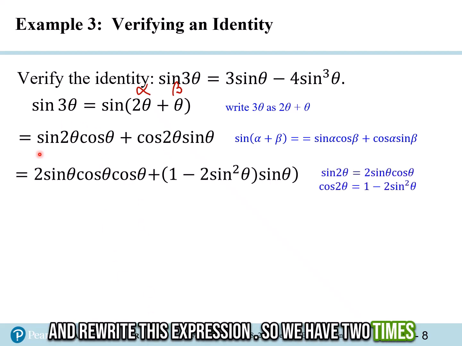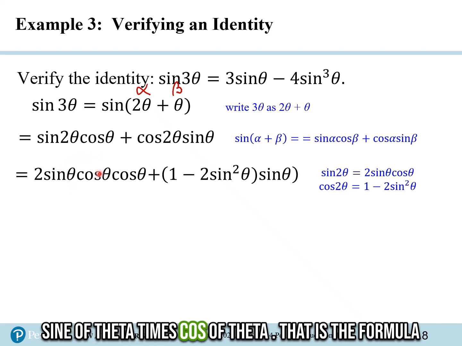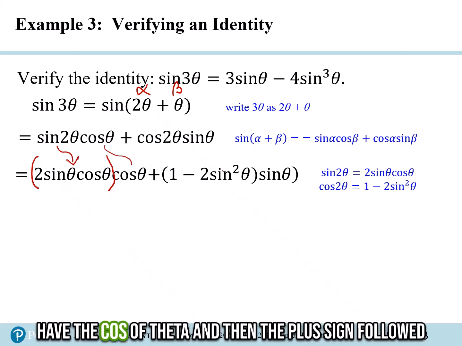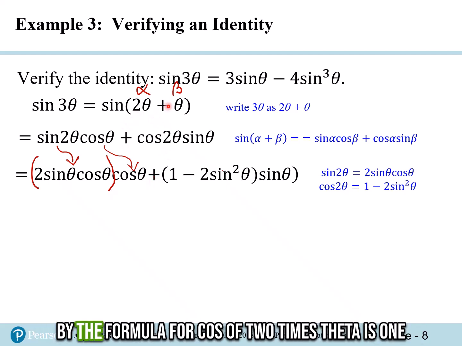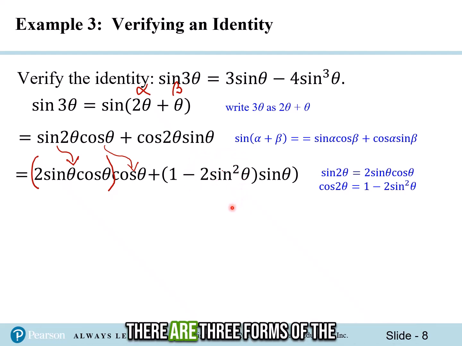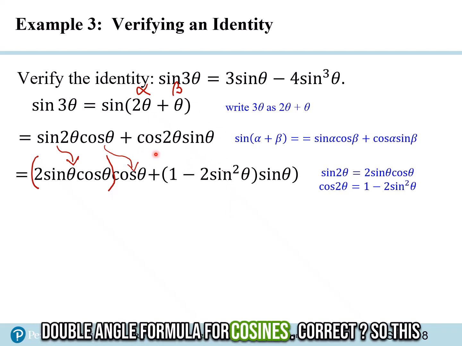So we have 2 times sine of theta times cos of theta. That is the formula for sine of 2 times theta, and then of course we have the cos of theta, and then the plus sign followed by the formula for cos of 2 times theta, which is 1 minus 2 times sine squared theta. Recall that there are 3 forms of the double angle formula for cosine, correct?